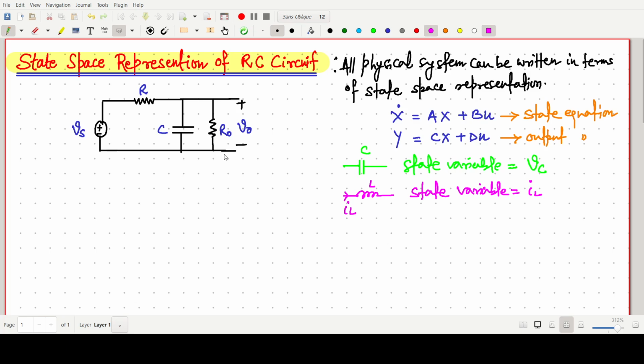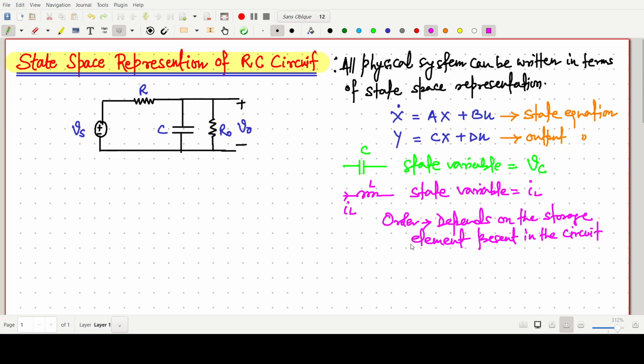Okay, now what is the order? In this circuit, suppose one capacitive term is there, so the energy storage element is one, so the order of the state equation is first order. So the order depends on the storage elements present in the circuit. Okay, so these three points we have to know.